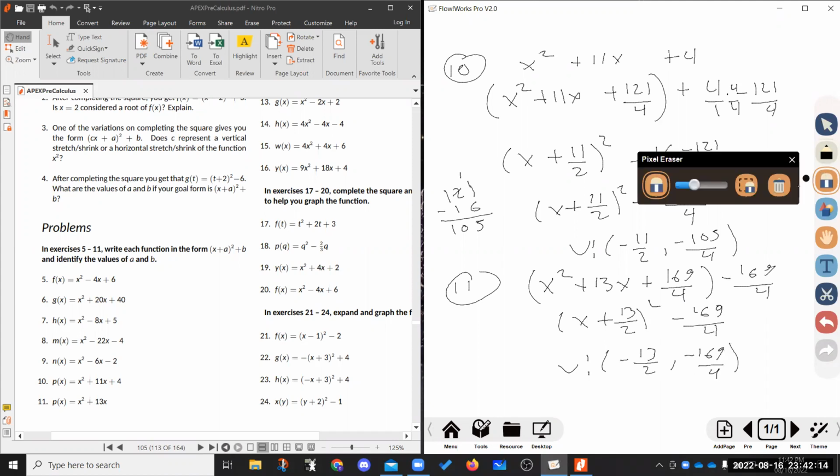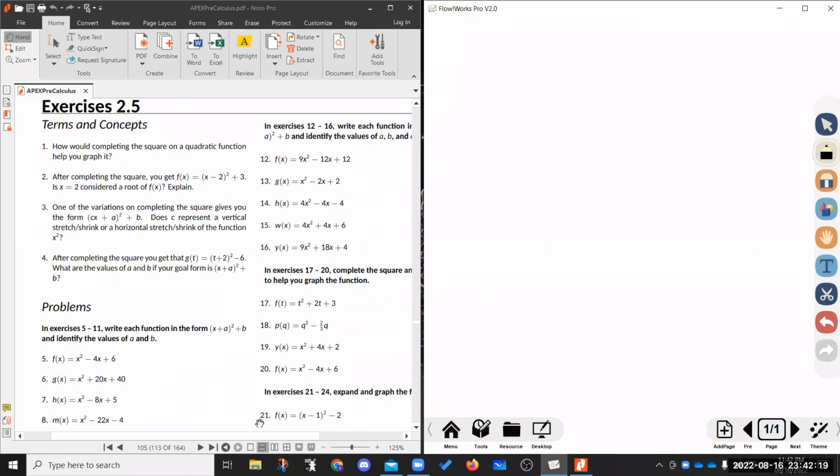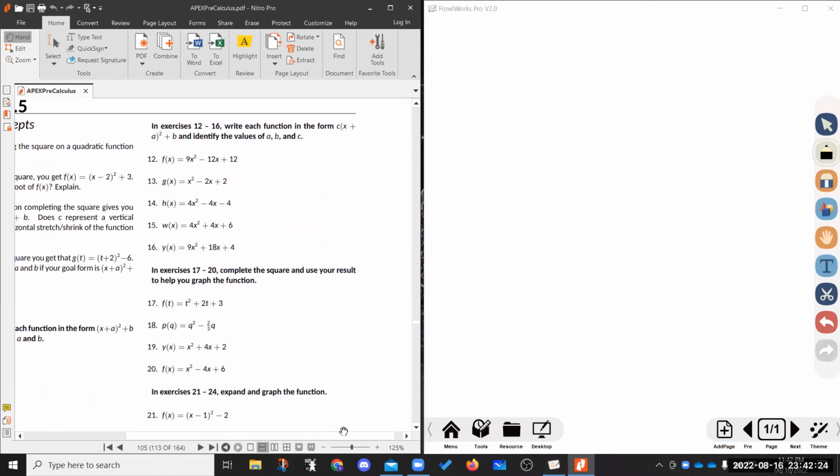Number 12. Again, we're going to write this, but we're going to have to take the c out front here. So 9x squared minus 12x plus 12. I'm going to factor 9 out front first. 12 divided by 9 is going to be 4/3. Keep the plus 12 written out there as the constant.